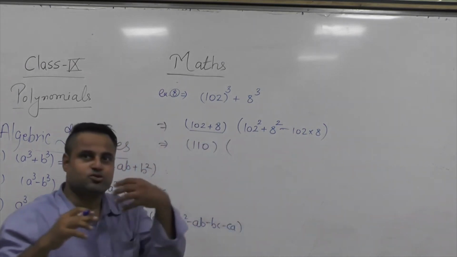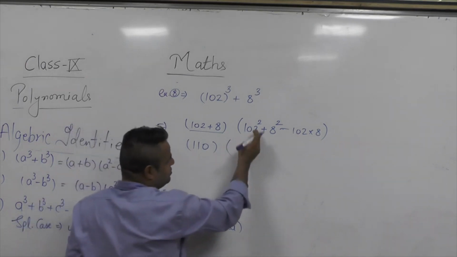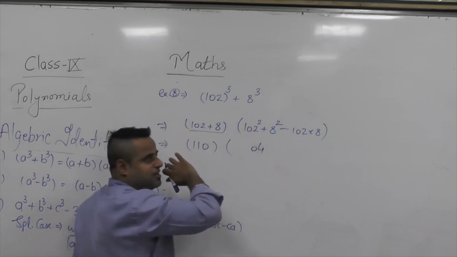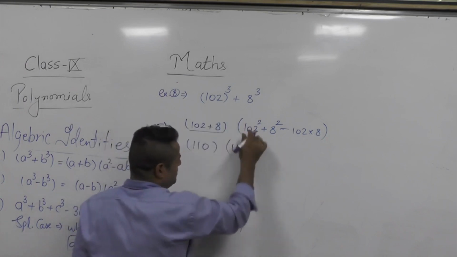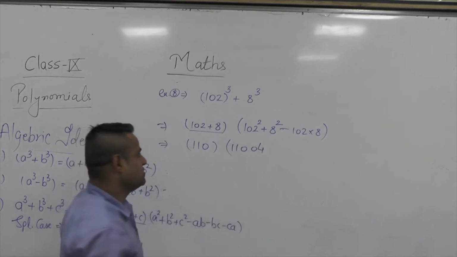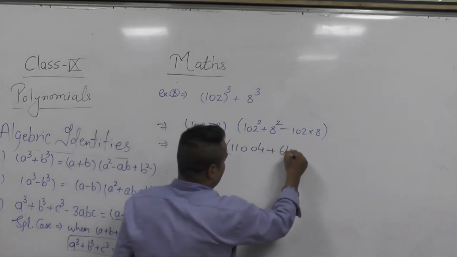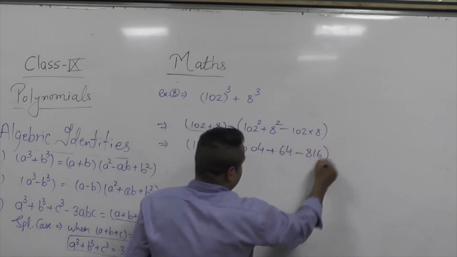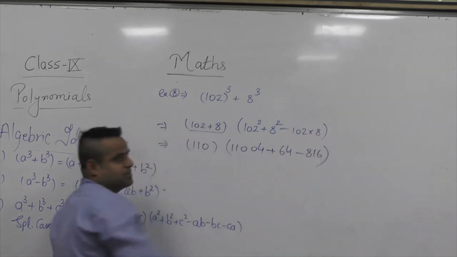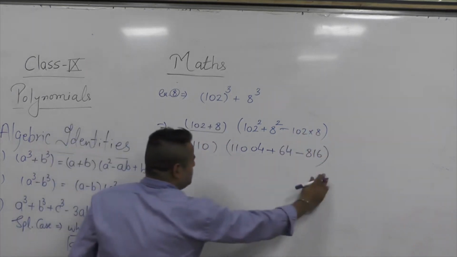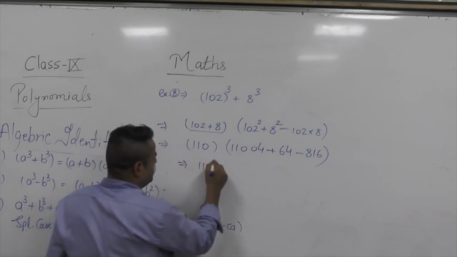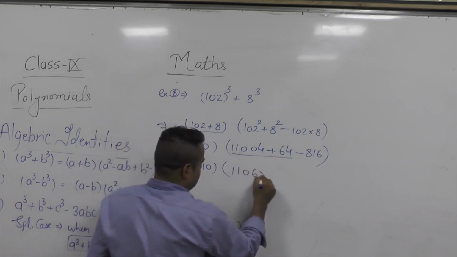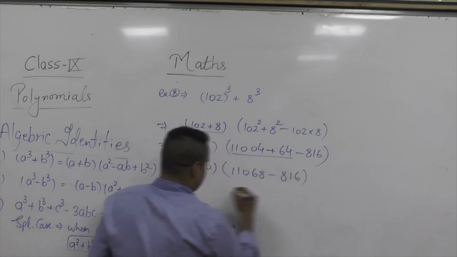See, I am telling you how to square such kind of numbers. The last digit 2 squared is 04, and 10 multiplied by the next number 11 is 110. So 102 square will be 11,004. 8 square is 64, and 102 times 8 is 816, because 8 times 2 is 16 and 100 times 8 is 800. Now solve this whole term. We can add these two numbers. This will become 11,068 minus 816.